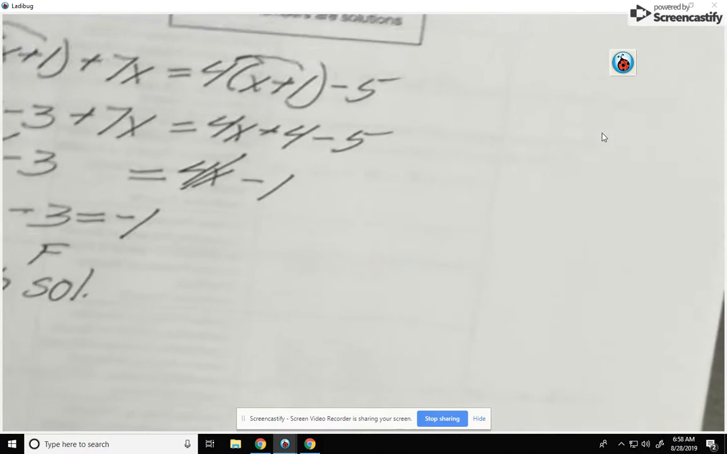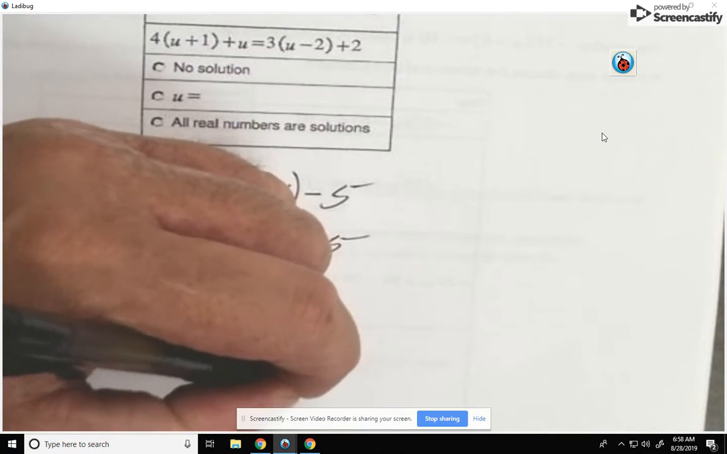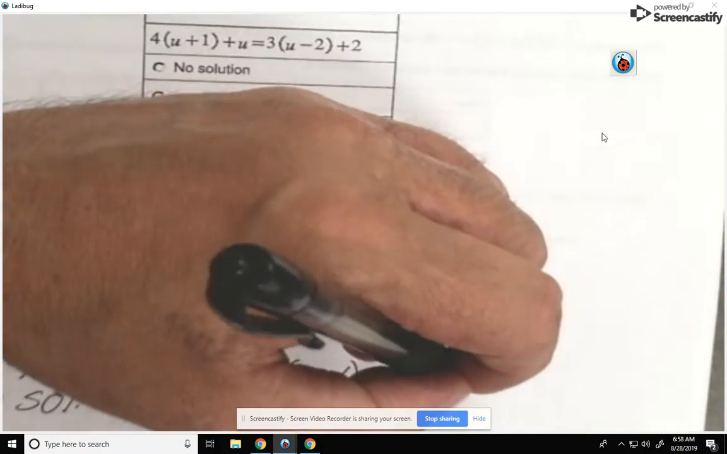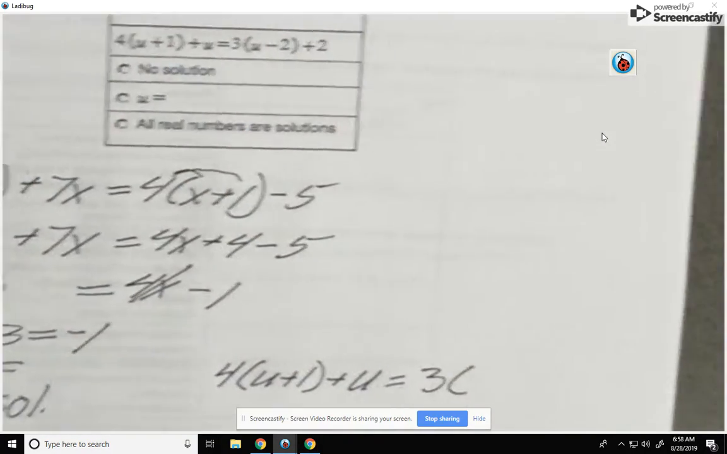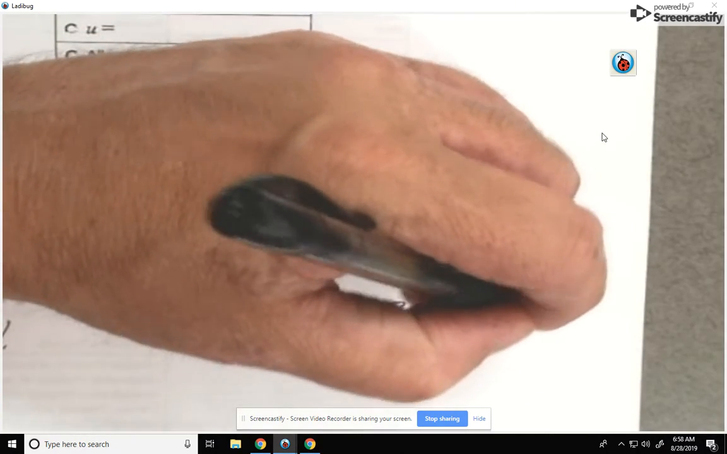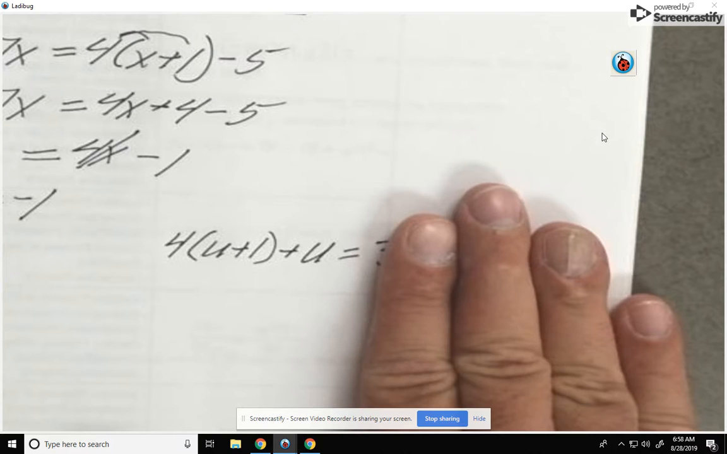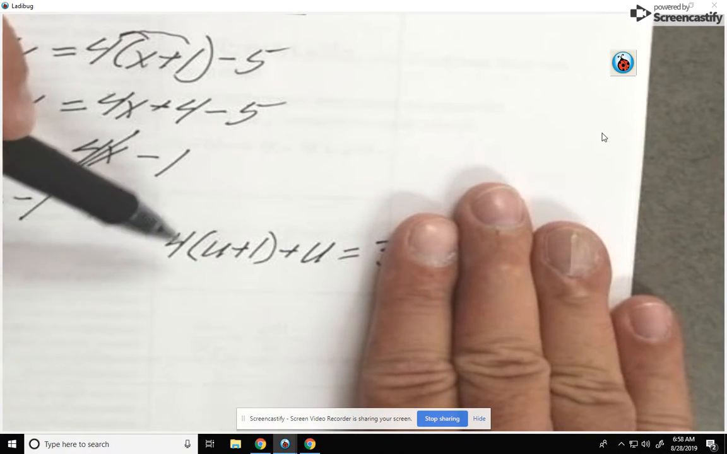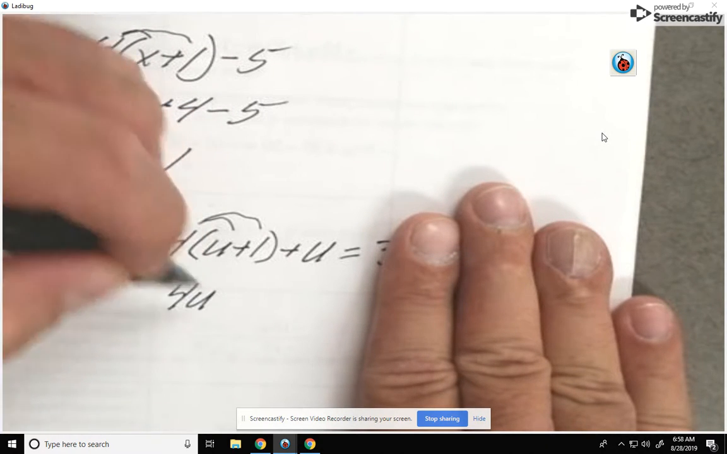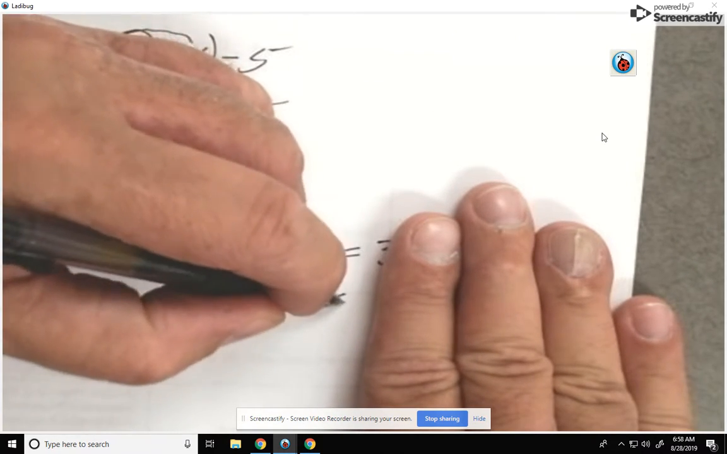Okay, if we look at the second equation, we're given 4, parenthesis, u plus 1, plus u equals 3, parenthesis, u minus 2, plus 2. So this is the equation we're given. Again, we start out by simplifying our left side as much as possible. The first thing we can do is distribute this 4 to the u and to the 1. So 4 times u is 4u. 4 times 1 is 4. I bring down the plus u.